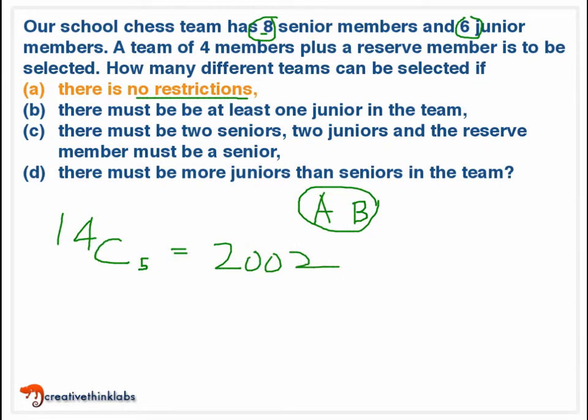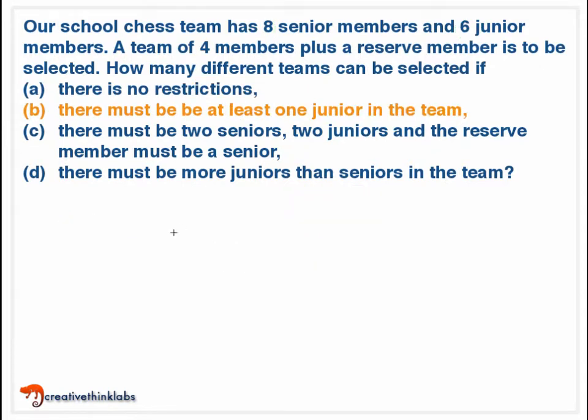Now let's move on to the next part of this question. There must be at least 1 junior in the team. Let's keep in mind first of all what we calculated in part A, which is 2002, which is 14C5.